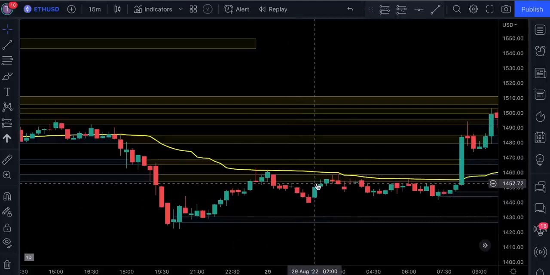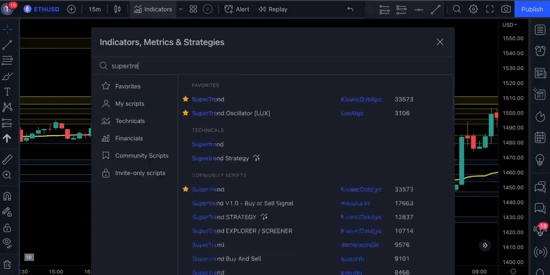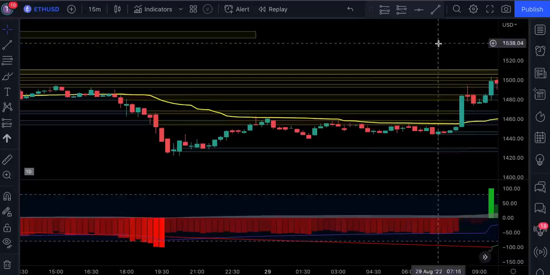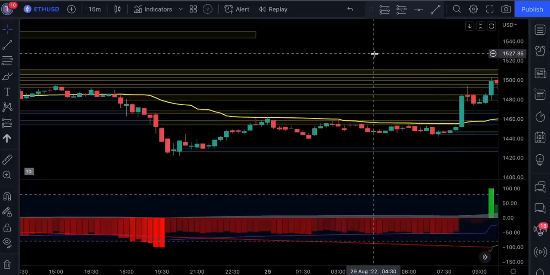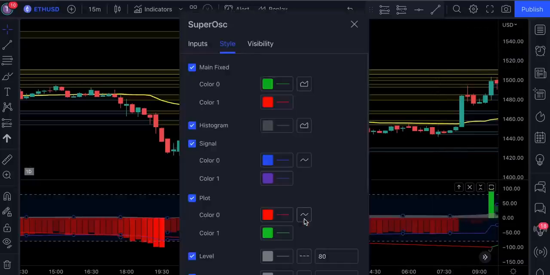But we still need to add 1 more indicator to the chart to prevent even more losses from happening. And the name of this indicator is Super Trend Oscillator. So Super Trend Oscillator by Lux Algo. And this tool is absolutely amazing if used correctly. But before we start using it, let's access the settings. And in the start section, let's get rid of some of the things we don't need.